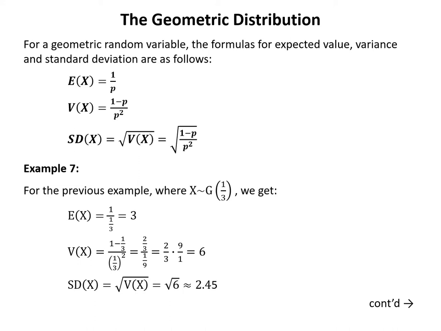So in example 7, we can go back to the previous example where x is distributed geometrically with p equal to 1/3, and we get the expected value of x equaling 1 over 1/3, which equals 3. The variance equals (1 minus 1/3) over (1/3) squared, which gives us 2/3 over 1/9, which works out to 6. And the standard deviation of x is the square root of 6, which rounds to 3 significant digits to be 2.45.